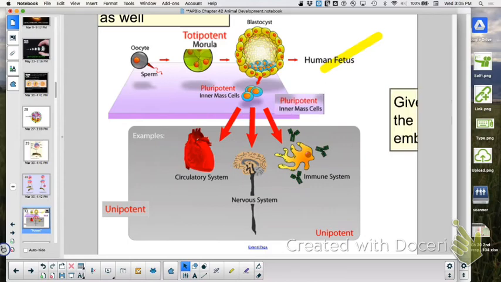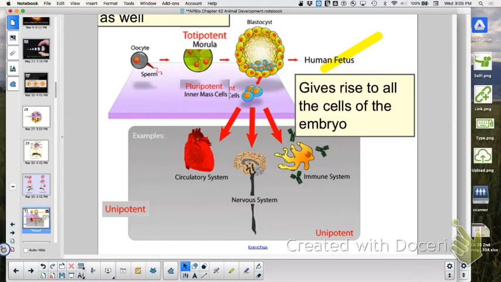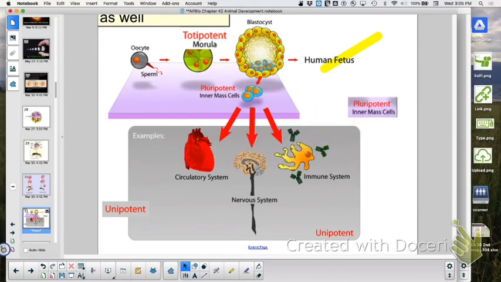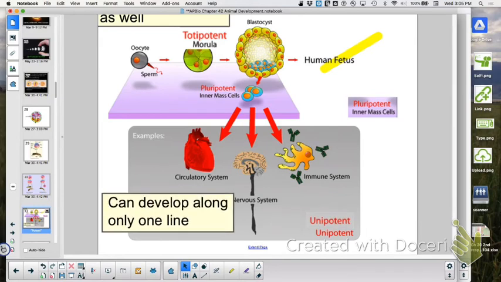If you are pluripotent, it gives rise to the cells of just the embryo, where the other ones are going to give rise to cells for attachment or the placenta. And then unipotent, what does uni mean? One. It means you have started down a developmental line and you cannot change gears and de-differentiate and become something else. That's why if you cut off your arm, it won't grow back, like lizards do.